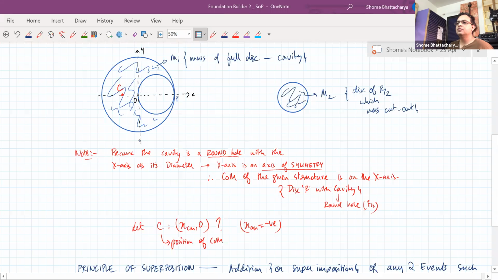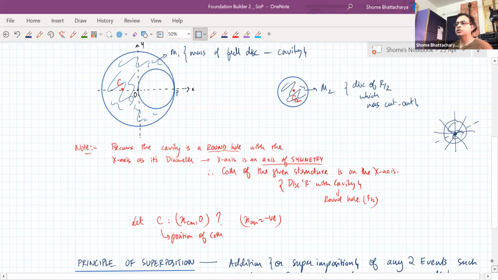Both the x and y axes are axes of symmetry, or any diameter is an axis of symmetry. For a full disk, all these axes are axes of symmetry, so they all intersect at the geometrical center. So that is the center of mass. I also know that this one's center of mass is here, and this one's center of mass is here. If I superimpose these two things, the resultant center of mass should be at the origin.